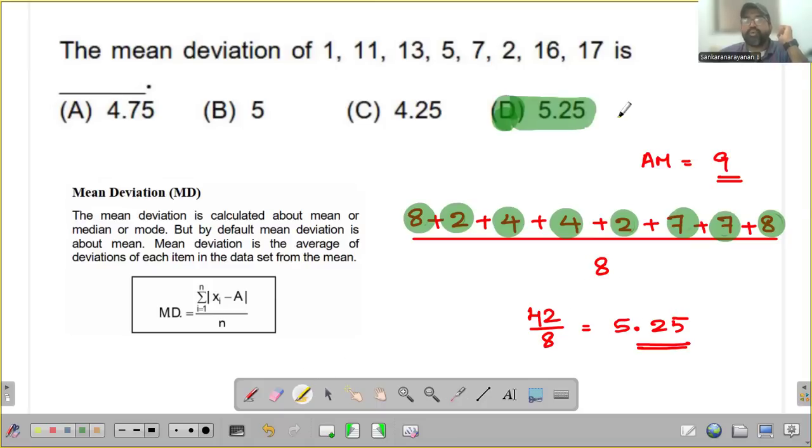Option D reads 5.25. And for this particular question, option D is going to be my final answer. So we have just completed the 17th question in this set. All right.